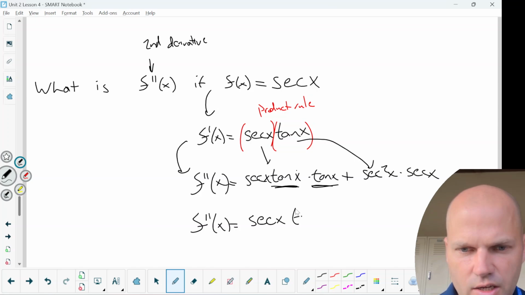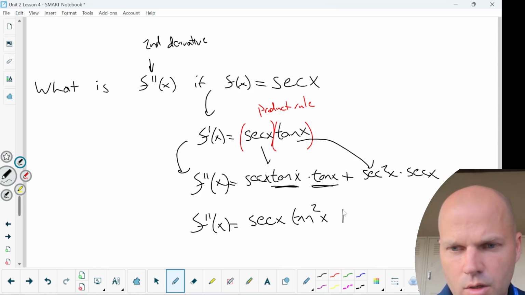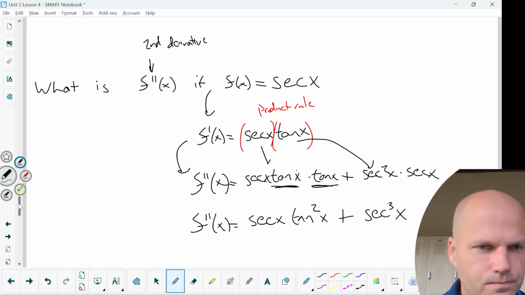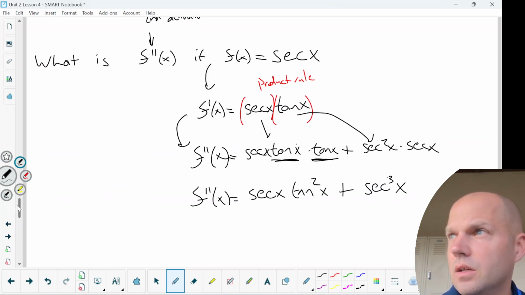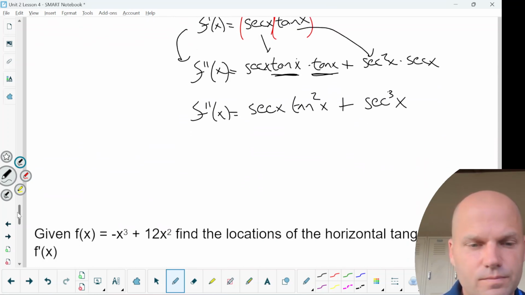Tangent times tangent is tangent squared. We can write it like this or with parentheses squared. Secant squared times secant is secant cubed. Cool. So be wary of applying rules.